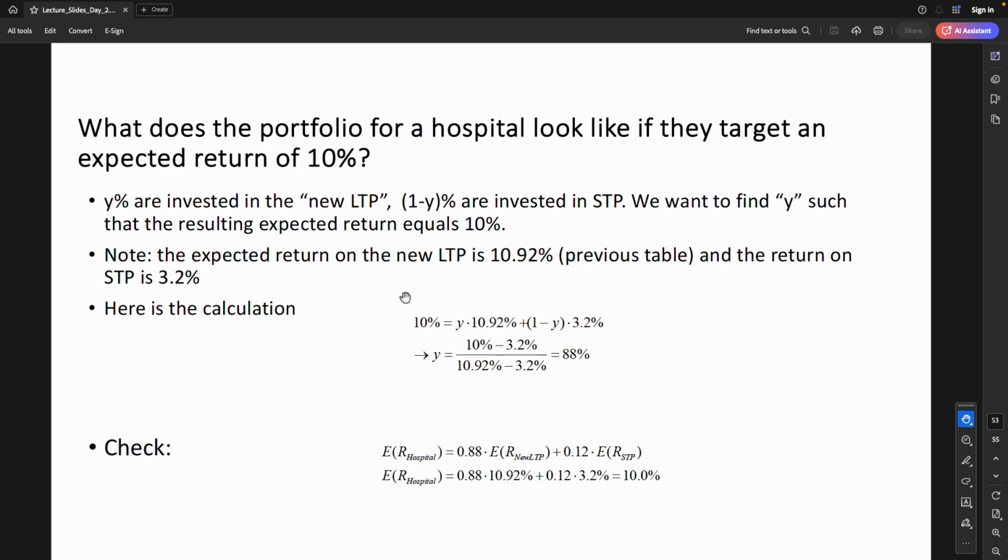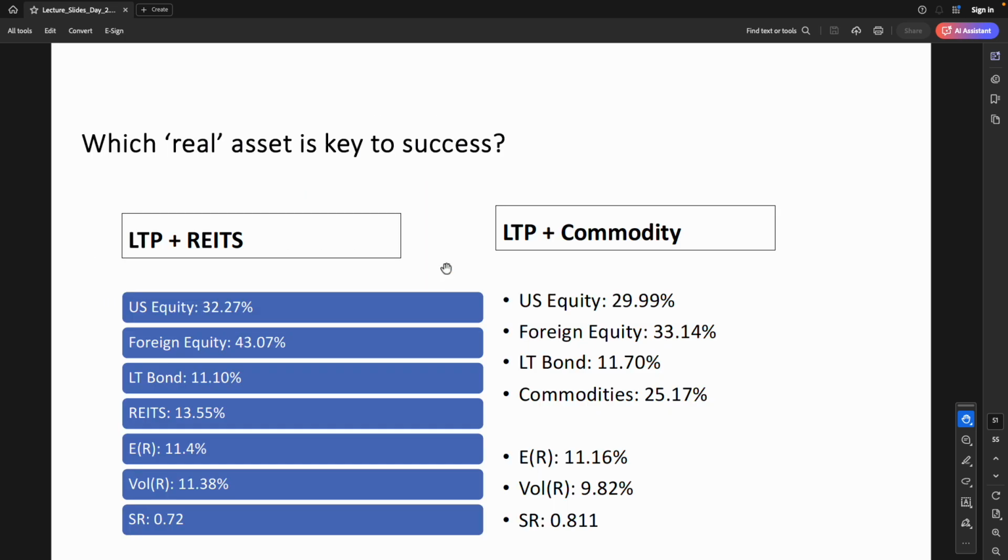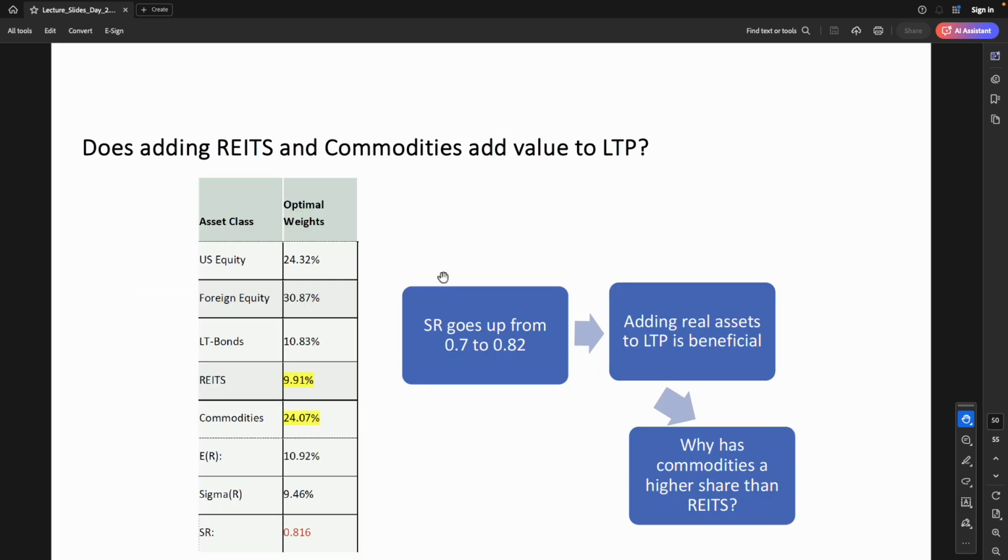Okay. Now, I know that my new LTP is going to earn 10.92%. Let's double check where the number is from. It's here.